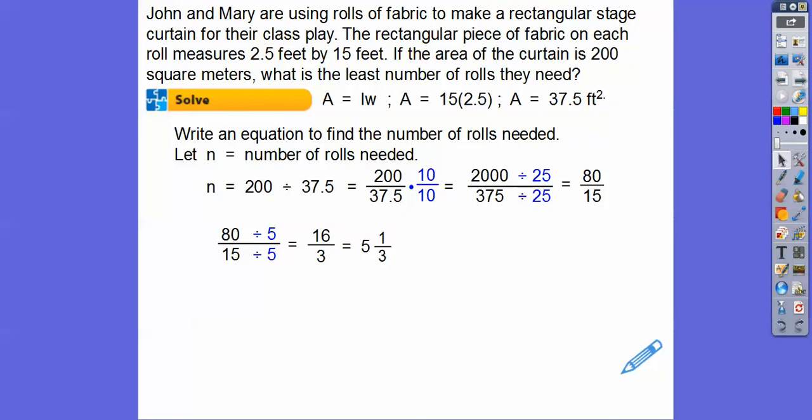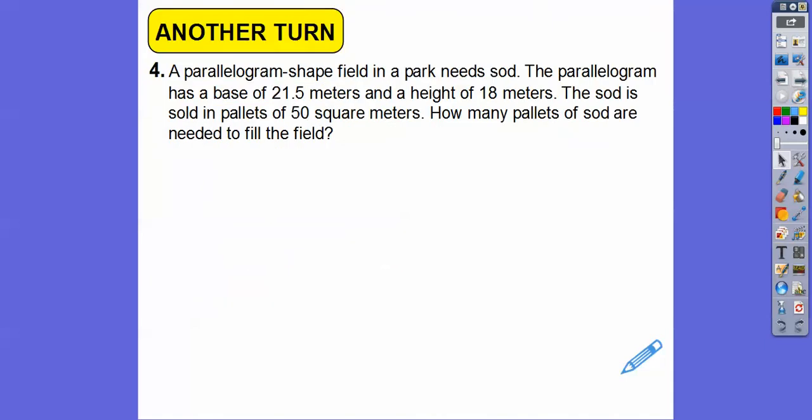So if you went to the store and said, I need 5 1/3 rolls, what are they going to do? They're going to sell you 6 rolls. They're not going to sell you 5 rolls, and they're not going to sell you 5 1/3 rolls. They're going to need to get you 6 rolls on that. Okay, let's try one more of those.